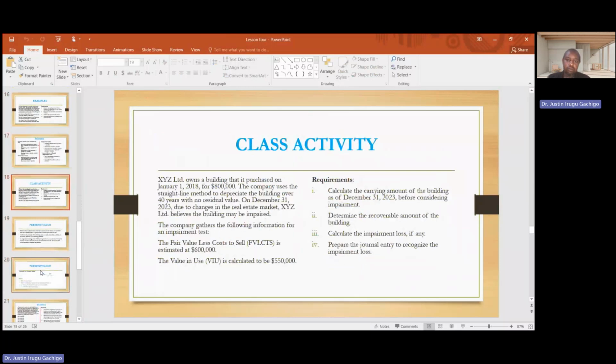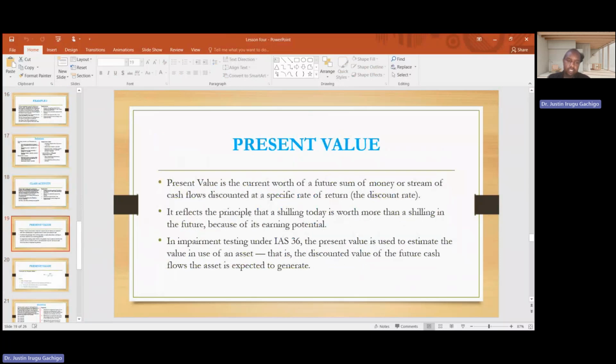So let us now go to the concept of the present value in this same concept. The present value is the current worth of a future sum of money or stream of cash flow discounted at a specific rate of return. It reflects the principle that a shilling today is worth more than a shilling in future because of its earning potential. In impairment testing at IAS 36, the present value is used to estimate the value in use of an asset, that is, the discounted value of the future cash flow the asset is expected to generate.